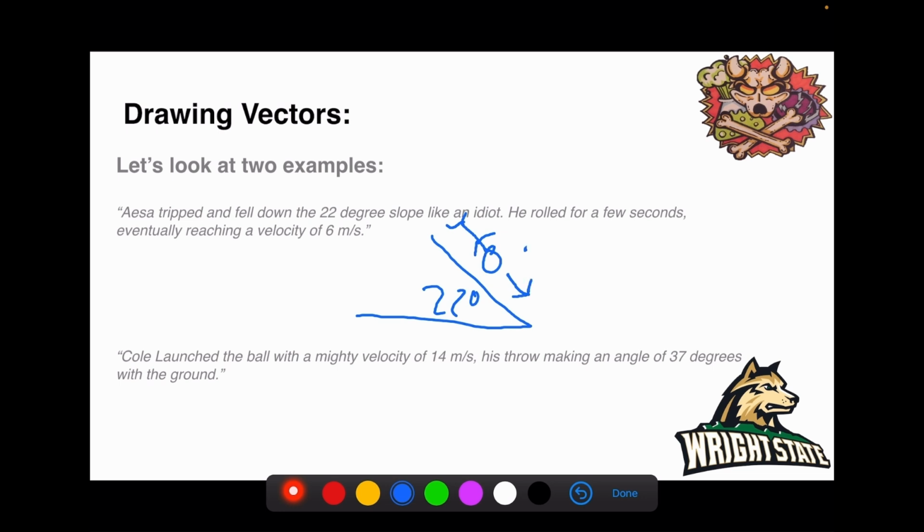And I've got a velocity of 6 meters per second. So this is how I would draw a representation of that situation. Likewise, let's look at another one of these.